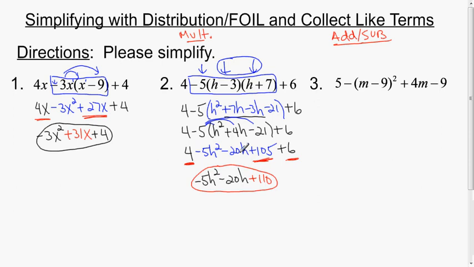Now in example 3, I am going to do 5 minus the quantity m minus 9 squared plus 4m minus 9. So we notice here that there is a FOIL problem inside of this problem. It's right here, if you notice, because we see that m minus 9 squared is in fact m minus 9 times m minus 9. I'm going to employ a method here that I'm hoping you guys have mastered. I have another video on it. You could look at it, more extensive examples on it.